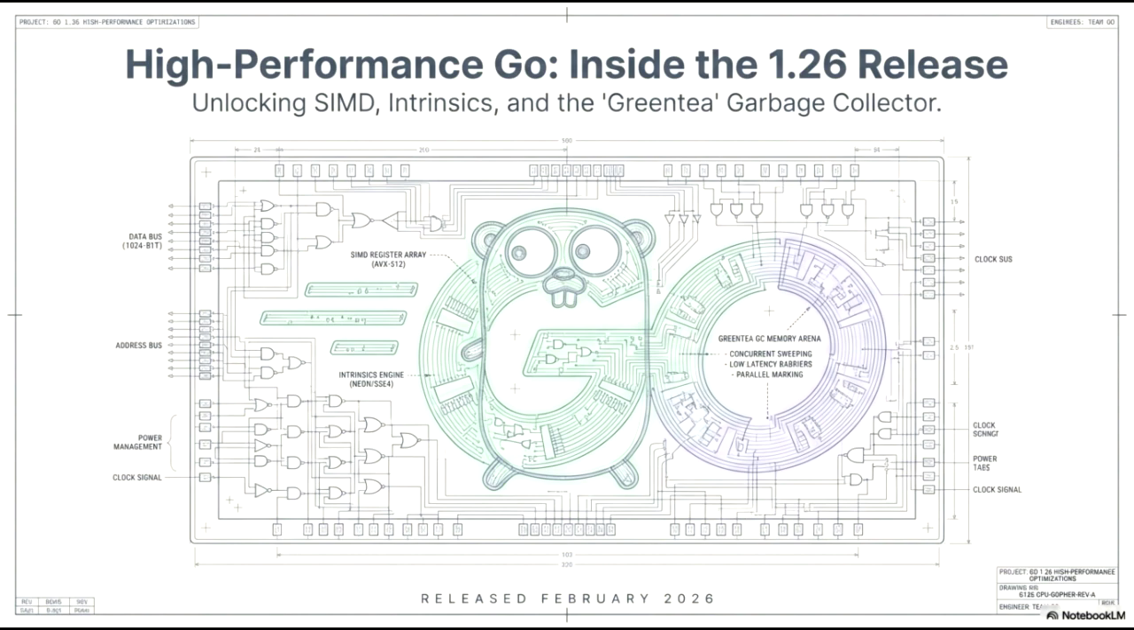One of the most exciting features is the new Greentea garbage collector. By implementing a sophisticated memory arena that leverages concurrent sweeping, parallel marking, and ultra-low latency barriers, we are significantly reducing GC overhead for mission-critical applications. From the 1024-bit data bus to optimized power management, Go 1.26 is engineered to push the boundaries of performance. This release is built to ensure that Go remains the premier choice for high-concurrency, high-throughput systems.